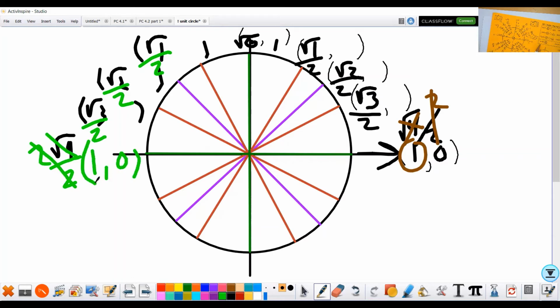Oh, that's (1, 0). But wait a minute. Isn't that negative? Oh, yeah. You're negative, you're negative, you're negative, you're negative. Because over here is where x is negative. And you could do all those.